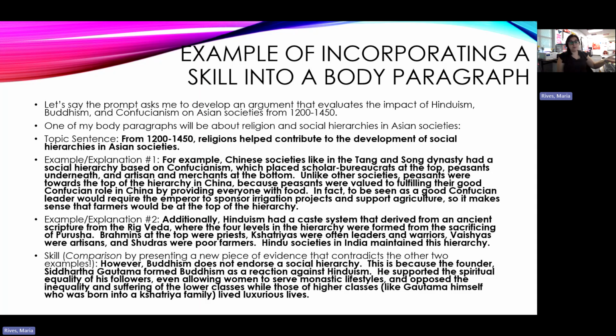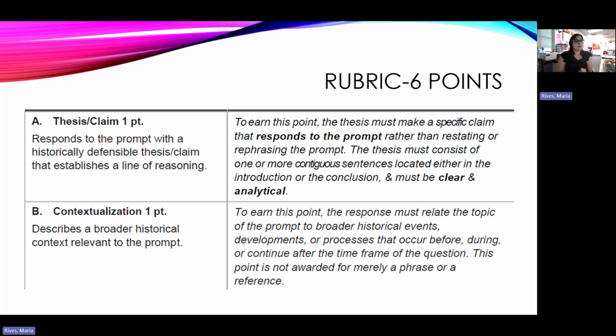I've shown the difference now between the impact of Buddhism and the impact of Hinduism. Hinduism and Confucianism both have social hierarchies that determine your role in society, whereas Buddhism does not. They had a differing belief, so there's not going to be this religiously based social hierarchy in a Buddhist society. So there's an example of using a contradicting piece of evidence for the comparison skill to show a difference. Lastly, here's the rubric.